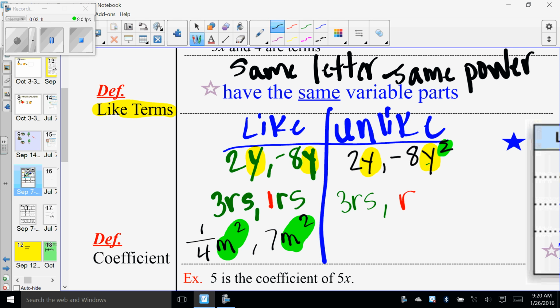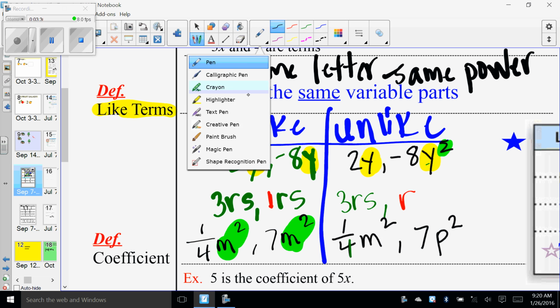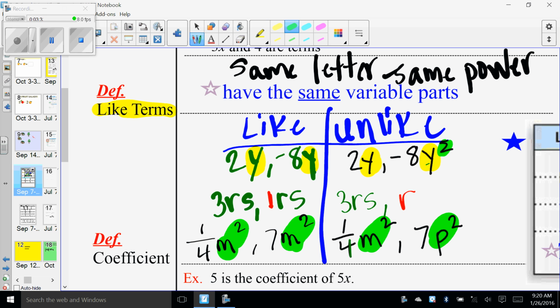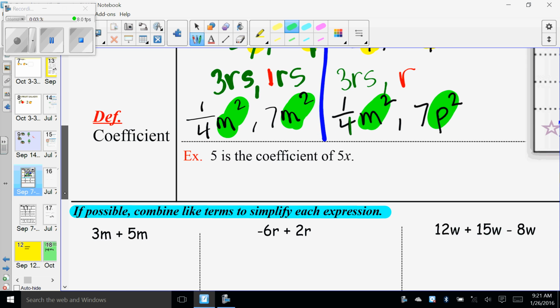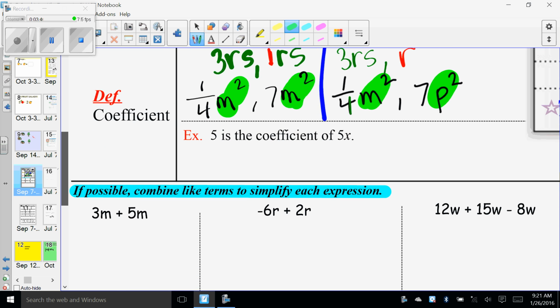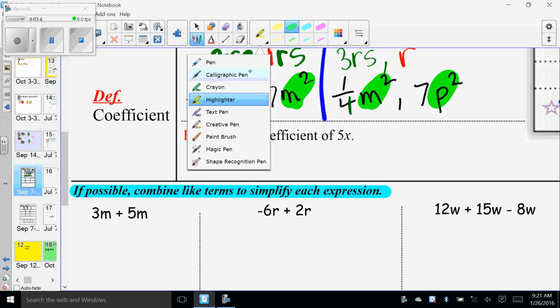What would be something that's an unlike term? Well, having that 1/4 m squared, and then maybe having 7, let's change the variable there, p squared. Those are unlike terms because the variables are different. M squared and p squared, different variable. Even though the power is the same, you need same variable, same power, like terms. So hopefully you kind of have an idea of what like terms are.